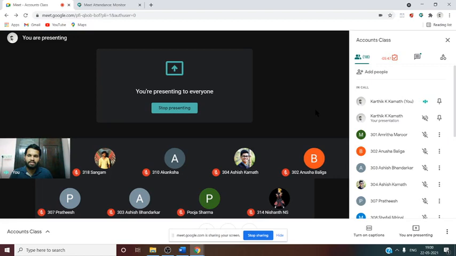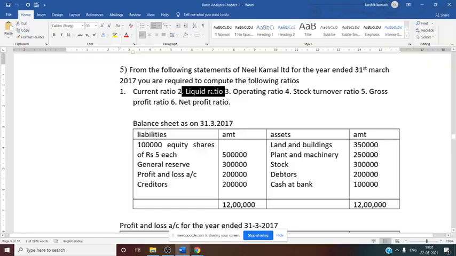So now one more thing you need to find here, liquid liability. Liquid liability means what? It is similar to the current liability, but you need to minus one item from current liability. That is nothing but bank overdraft. Bank overdraft, if you deduct from current liability, you will get liquid liability. So formula for liquid ratio is equal to liquid asset divided by liquid liability into 100.